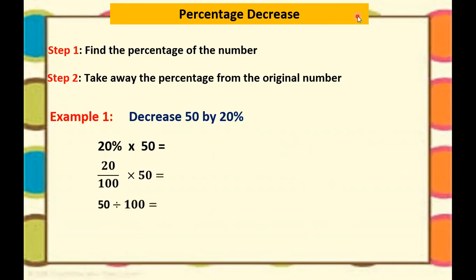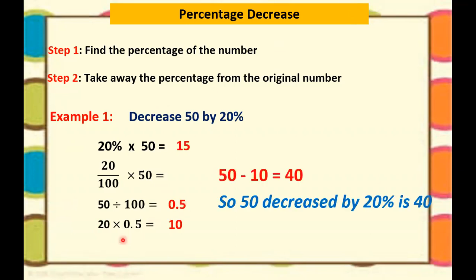And this is, of course, the other method. 20 over 100, so 50 divided by 100 is 0.5. And 0.5 times 20 is 10. Okay? So it's up to you which method you want to use. As always, it's telling you.